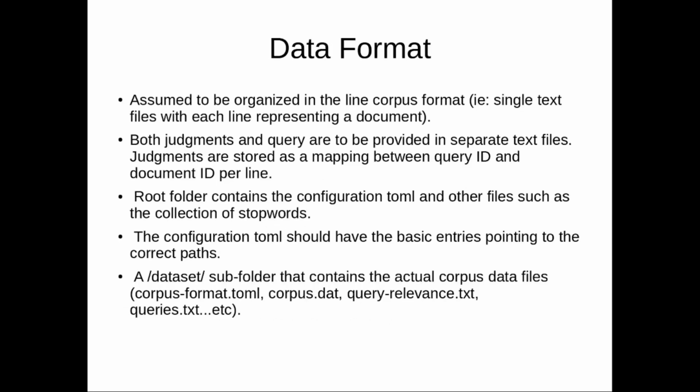Alright, so to get started, we have to first look at how the data should be formatted. It is assumed to be organized in a so-called line corpus format. Essentially, you have a giant text file with each document represented as a single line in the text file. And then there are both judgments and query files, and they have to be provided in separate text files as usual. The judgments are stored as a mapping between query ID and document ID per line.